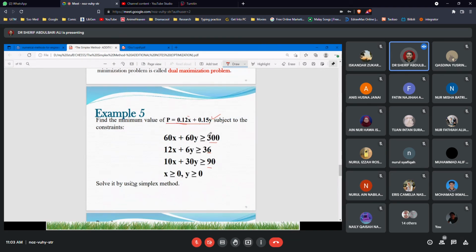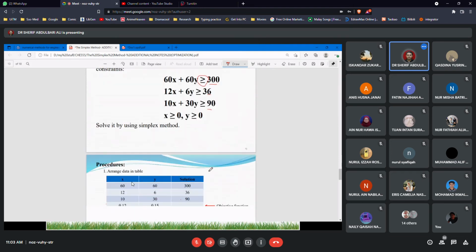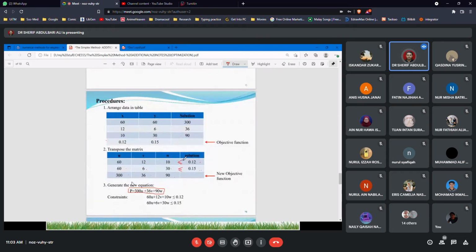And remember that for the minimization problem, this value is greater than or equal. When you transform it to a maximization, it is supposed to be less than or equal. So now this is your new maximization problem. This is what I want you to solve from A to Z. Okay, any question?